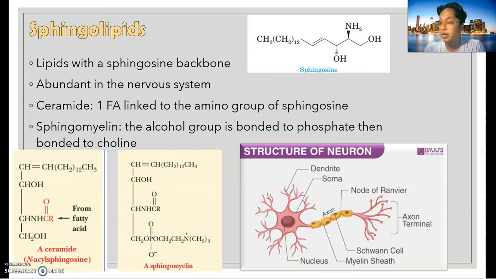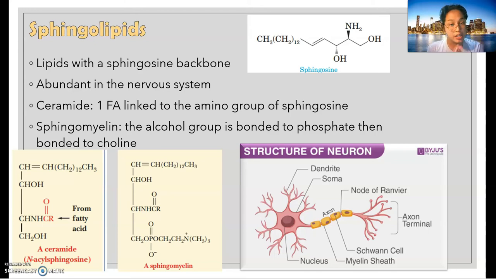Again, this can be seen mostly in your nerve cells, which are also called neurons. Sphingomyelin can be seen most likely in the myelin sheath. The myelin sheath protects our nerve cells so that they can carry impulses and recognize the signals we touch. For example, it sends information to our brain.